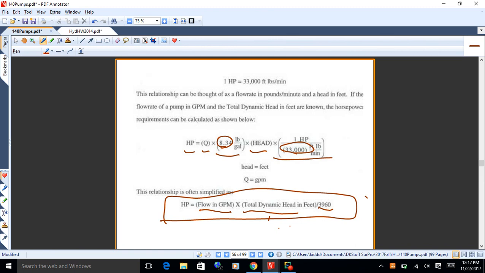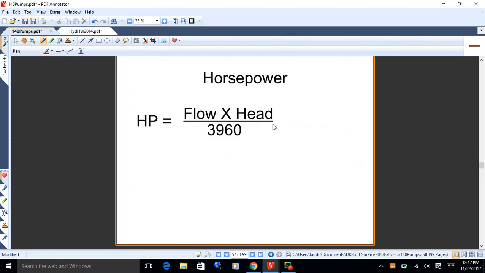All right. Now this is the water horsepower, as it's called. Horsepower is flow times head divided by 3,960. I don't know where that's at on your formula sheet, but it should be on there somewhere. That's a good one to know.